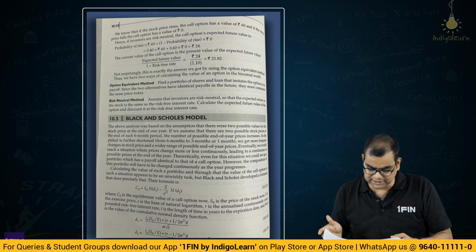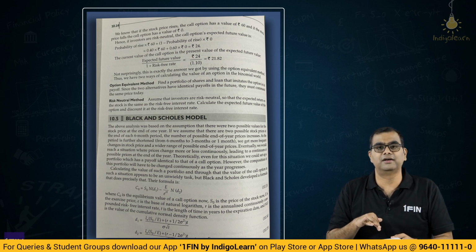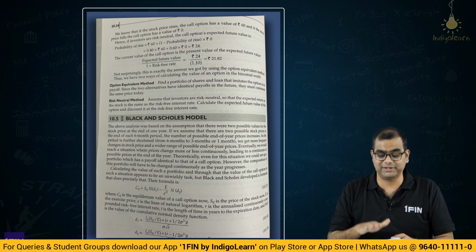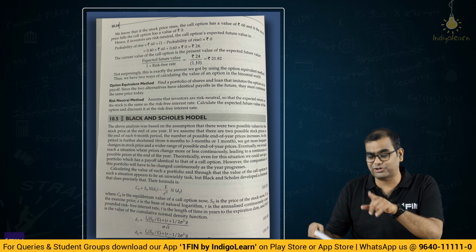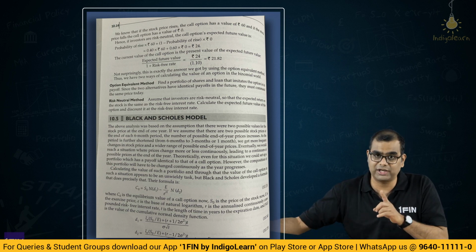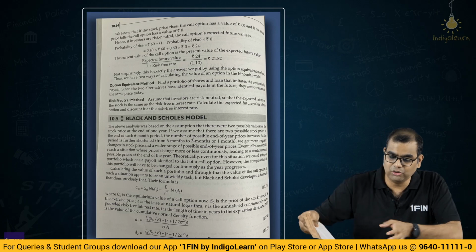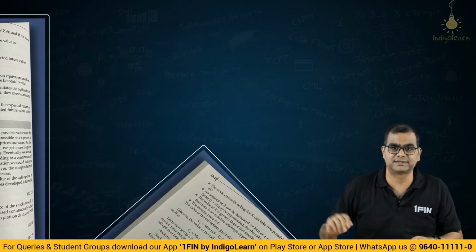They have not even discussed probability in the binomial method as per Professor Prasanna Chandra, whereas I showed you in John Hull how it is done, and I showed you in ICAI how it is done. Now, coming to Brealey-Myers.